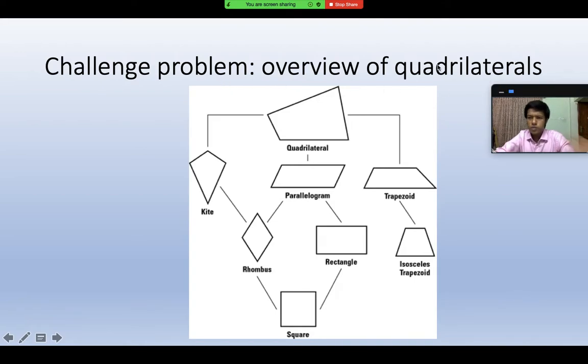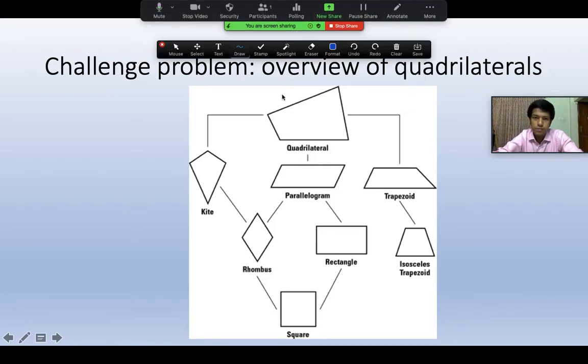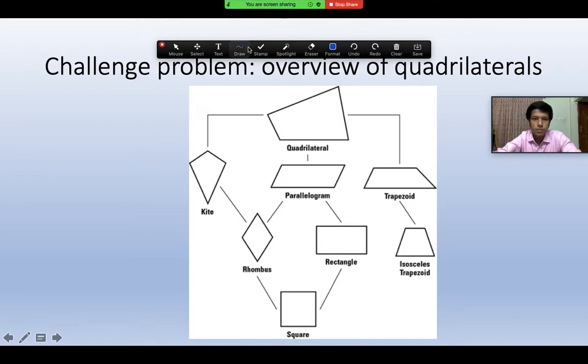Overview of quadrilaterals. So what is a quadrilateral? Suppose if I draw this, then this, let's say this irregular shape. What is this? This is a triangle, right? There are 3 sides. 1, 2, 3. That means it is a triangle. If it is 4 sides, then it is called a quadrilateral.